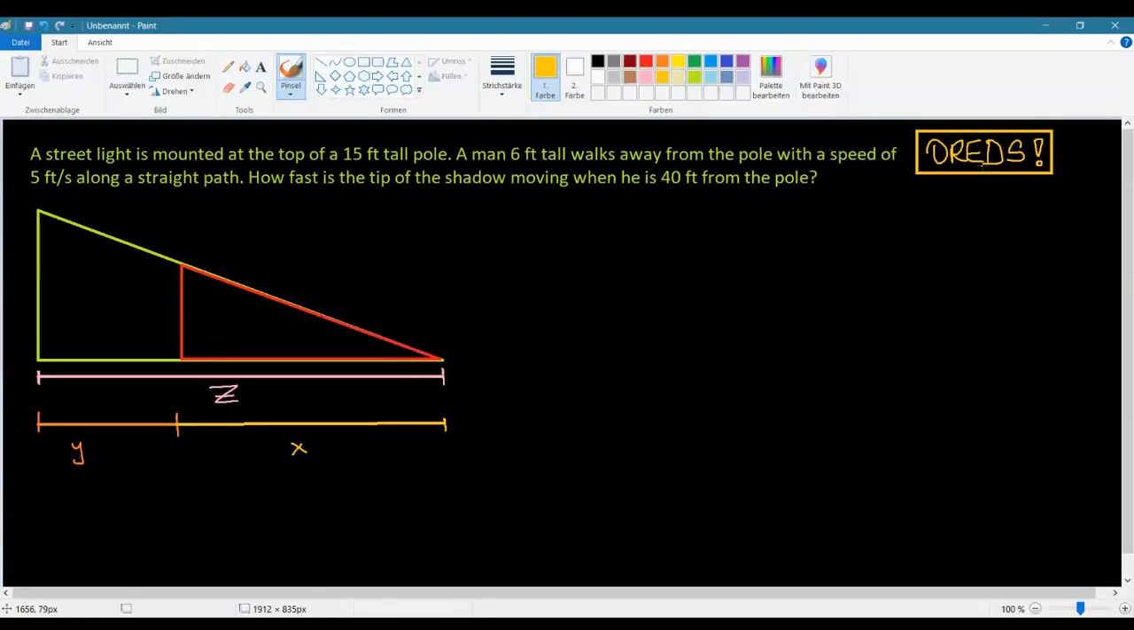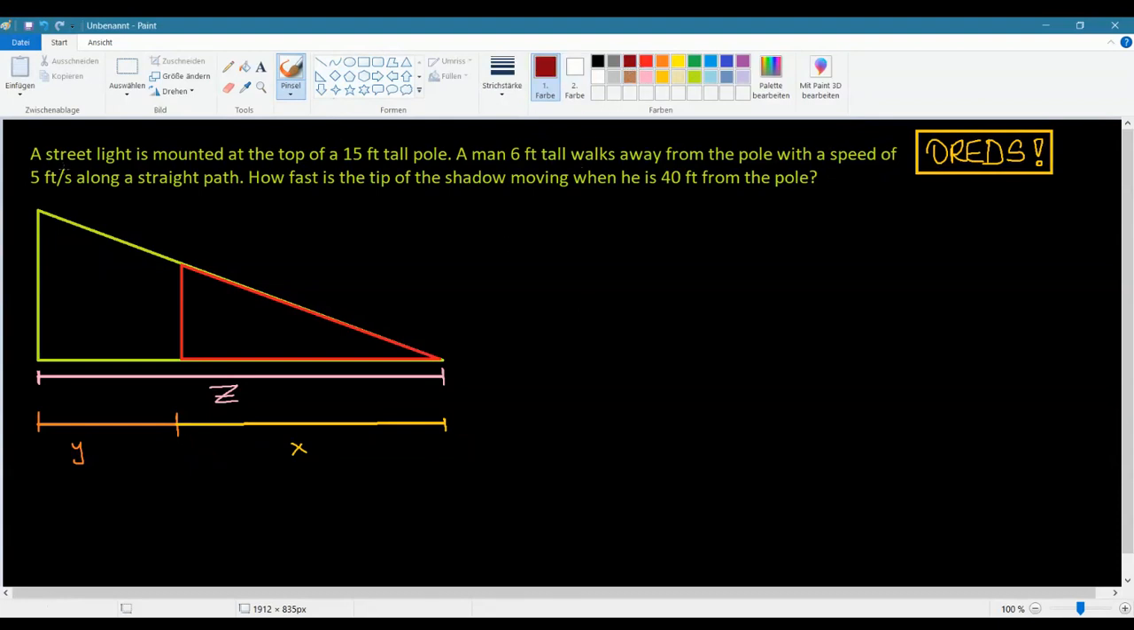So the first thing that we're going to do is complete our diagram. Then we're going to figure out what rates we have, what rates we need. We're going to figure out what equation we can use. We're going to take the derivative of it to find the rate we're looking for, because that's usually how these work. And then we're going to simplify and get our solution. So first, we're going to complete this diagram. And so let's read the problem.